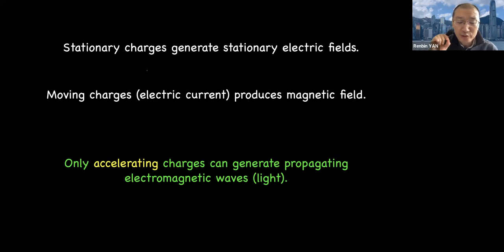If you have an electric charge, for example, a proton or an electron that is stationary, staying at rest, meaning it's not moving, then it can generate a stationary electric field. But if you let it move, if you let the electrons or protons run through a wire, you generate an electric current, which is basically a moving charge.